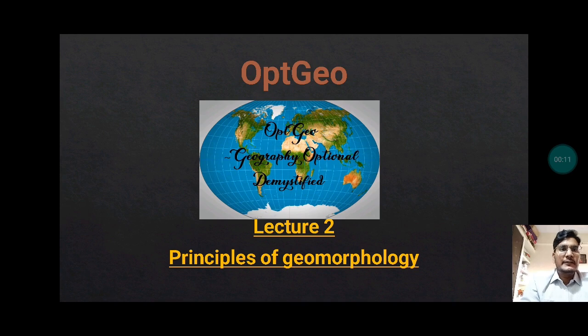In this channel, I will try to cover all the geography related topics of paper 1 and paper 2. In the first lecture of this series, I have covered the initial 4 principles of geomorphology given by W.D. Thornbury in his book Principles of Geomorphology, right?